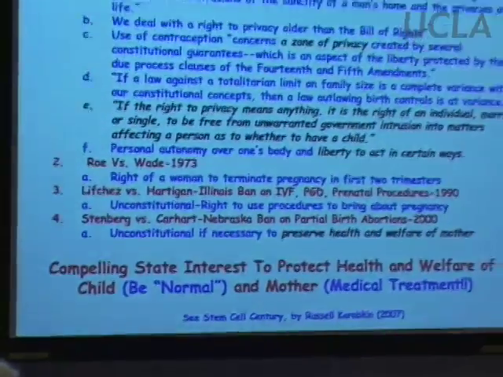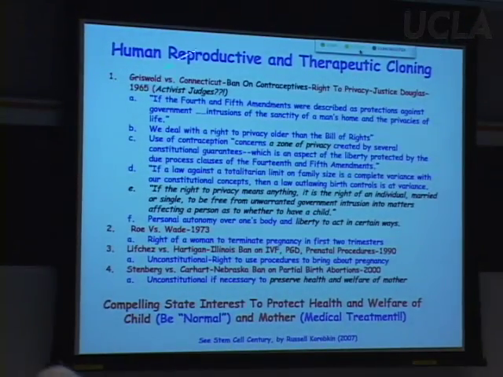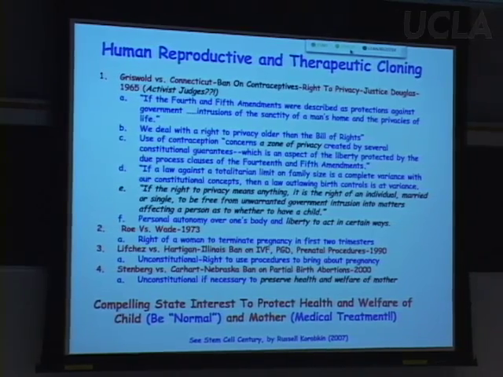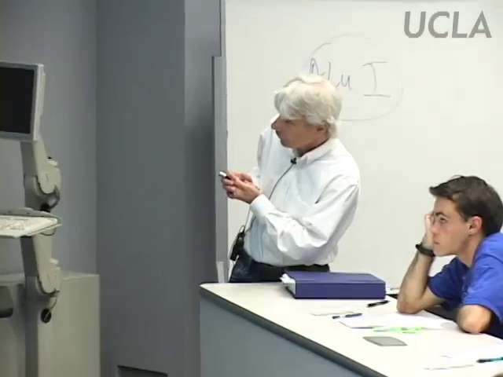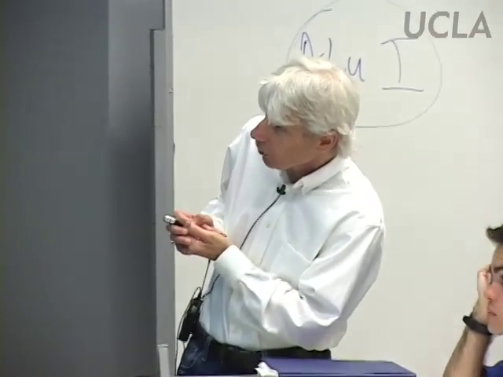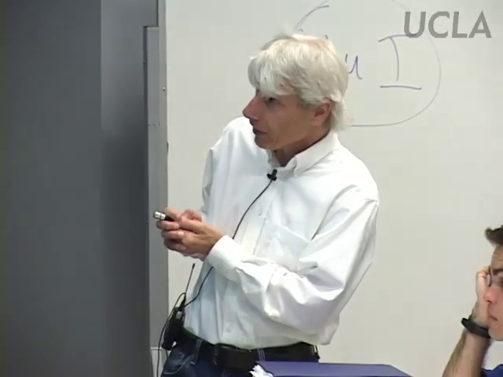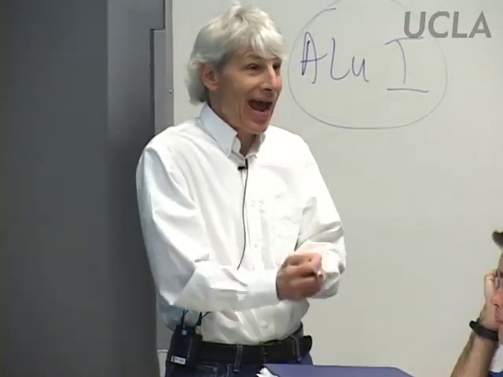In this particular decision, Griswold versus Connecticut, Justice William Douglas, who was one of the most famous justices of recent times, basically said, as you can read here, that the right to privacy means it's the right of an individual, married or single, to be free of unwarranted government intrusion into matters affecting a person as to whether or not to have a child. Basically saying that the government can't get in someone's bedroom and tell them that they can't use contraception.